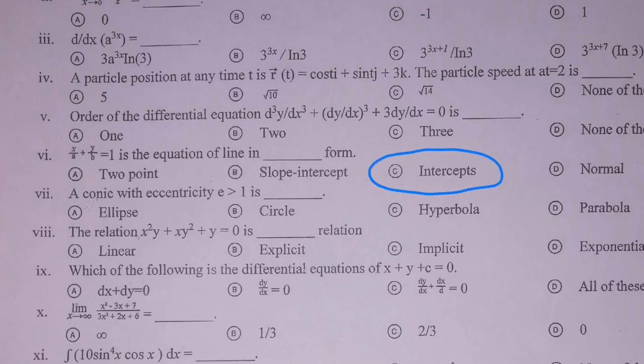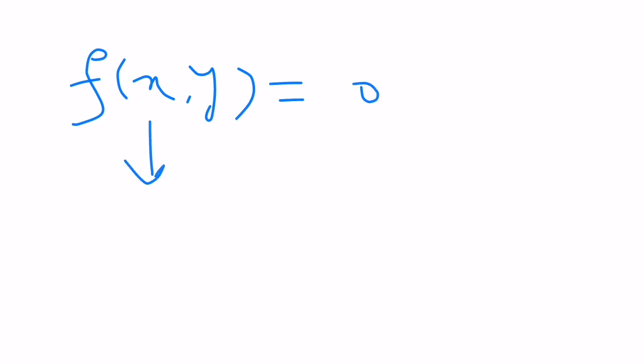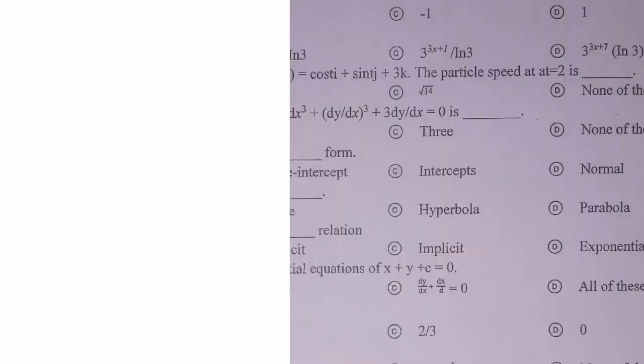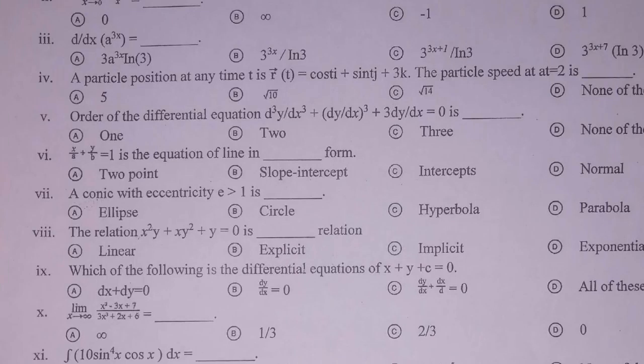A conic with eccentricity e greater than 1 is called what? Ellipse, circle, hyperbola. Hyperbola is the correct option. The relation x square y plus x y square plus y is equal to 0 is a dash relation. This relation cannot be written in the form y is equal to f of x. This form is called implicit relations. So the C option is correct.